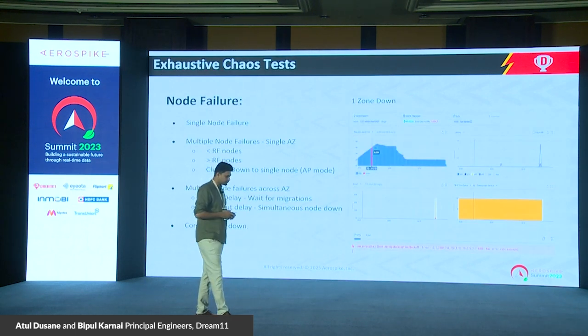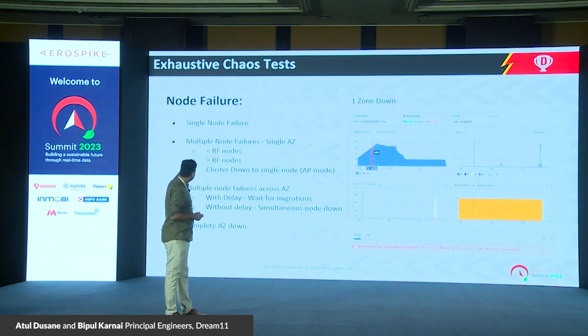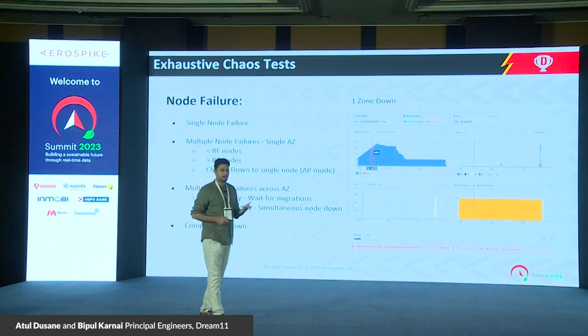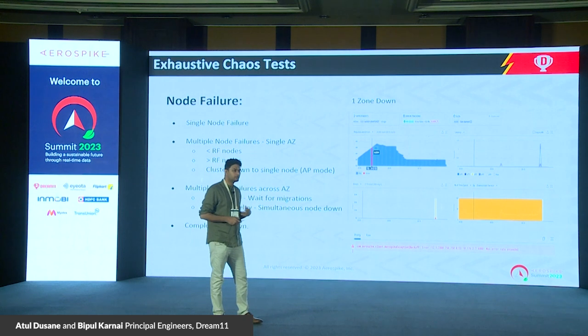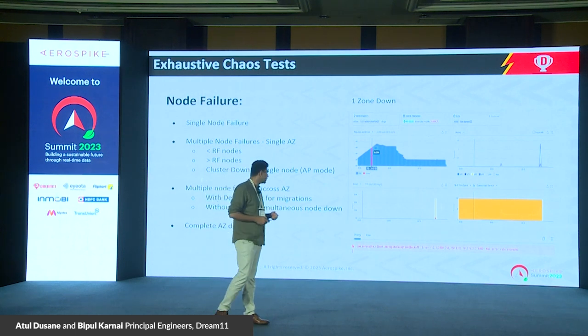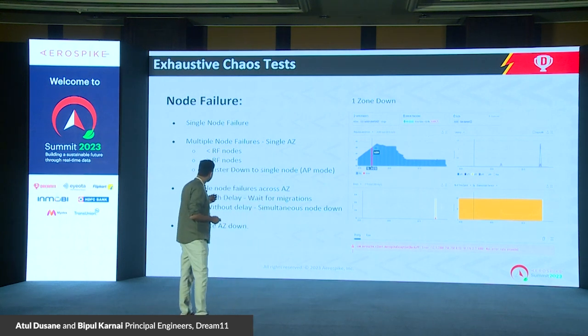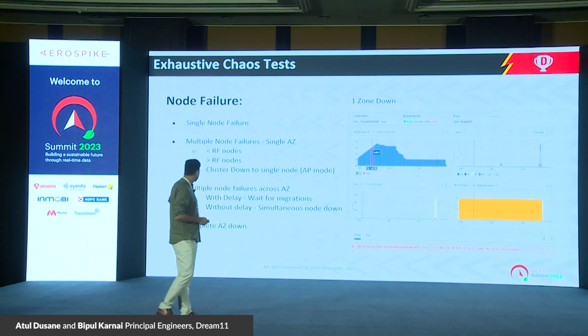So that is why we need a lot of chaos testing, and these are the flows which we tested: a single node failure, multiple node failure, RF number of nodes going down at a time, more than RF number of nodes going down at a time, because the cluster behaves differently during these modes.